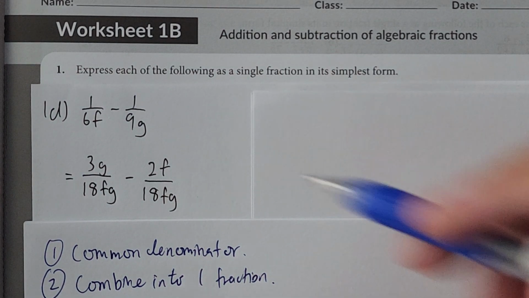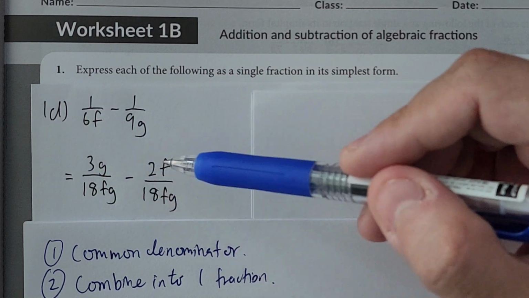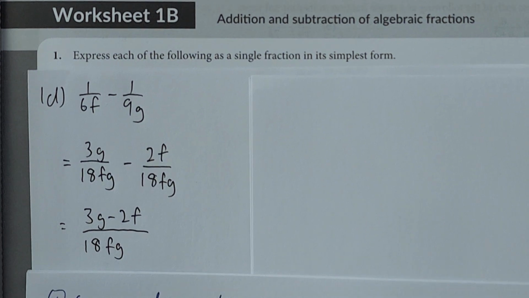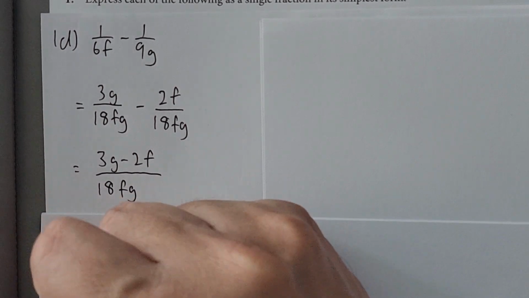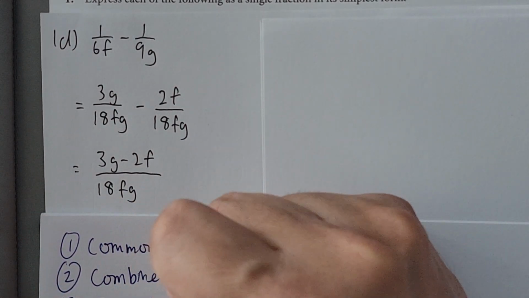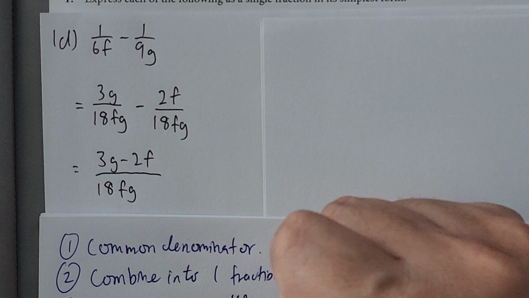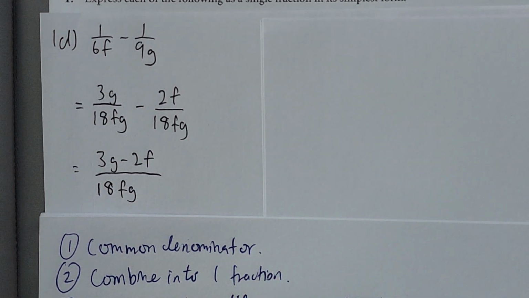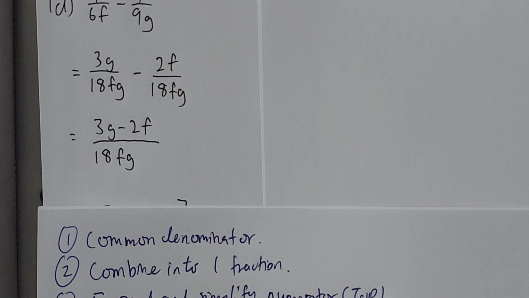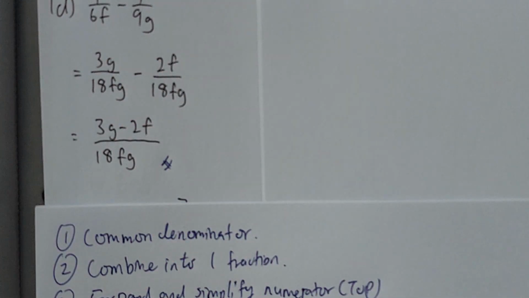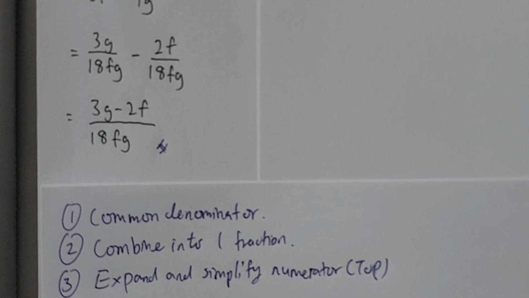When I combine into one fraction, just remember the sign in the middle is for the numerator. So see it this way, 3g minus 2f. And after which, the last step, I'll call it expand and simplify the numerator, or simply the top. In this case, there's nothing to expand. So this will be the answer. The three-step process is all that you need to add and subtract algebraic fractions.